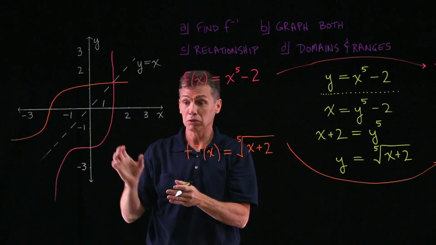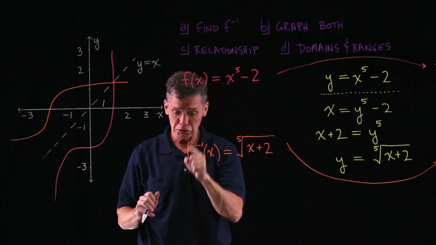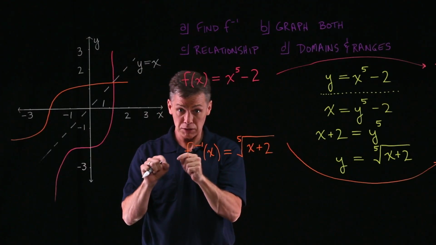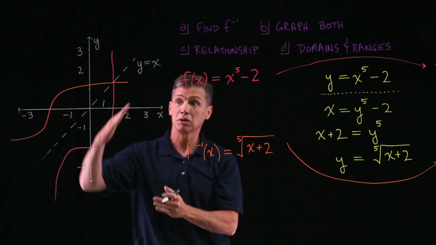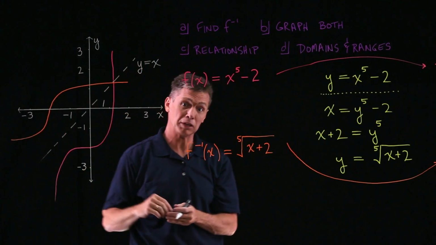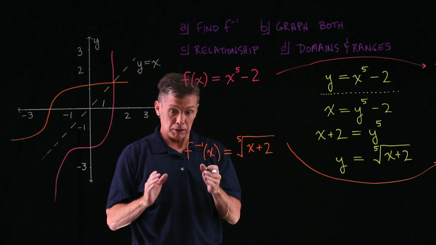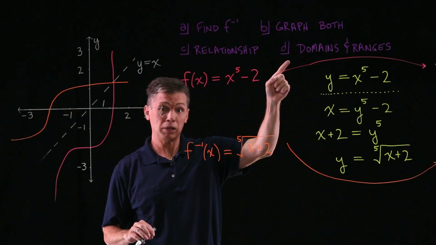Okay, so those two graphs, this should always happen for all these problems. The function and its inverse should look like mirrors of each other if your mirror is that y equals x line. Okay? All right, let's wrap it up with the domains and ranges.